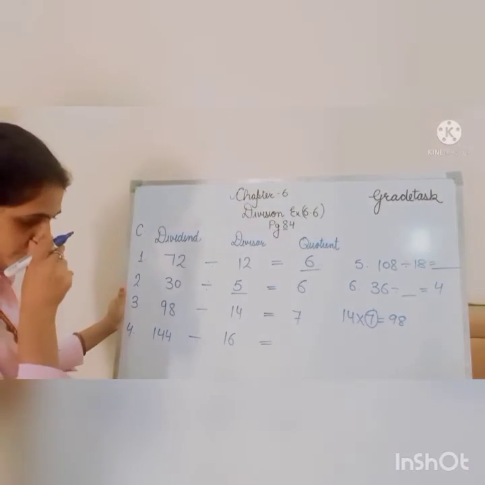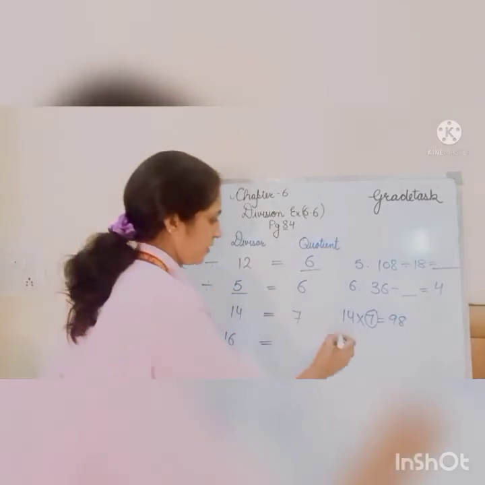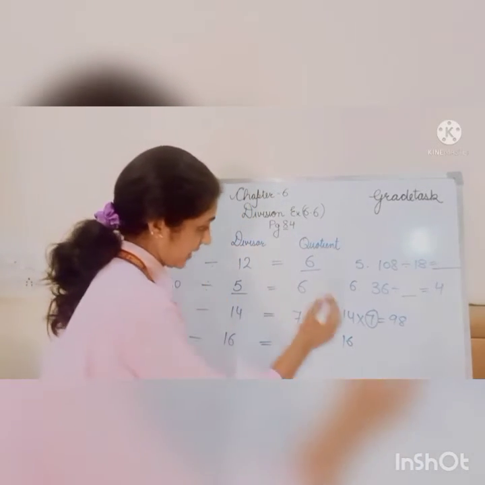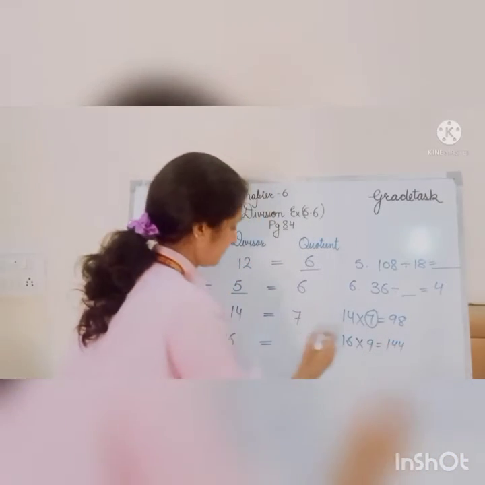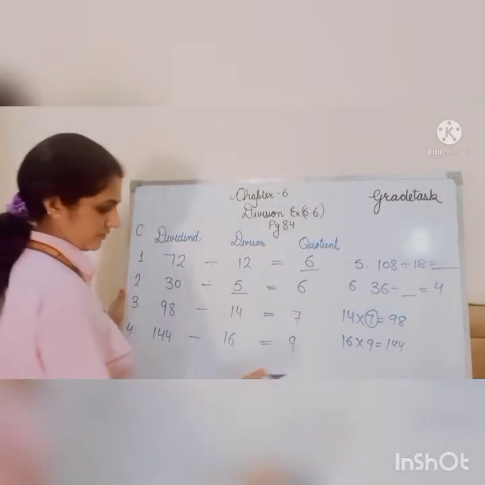Now 144 divided by 16. So you also have to see the 16 table. Check in the 16 table where we are getting 144. So 16 9s are 144. Okay, so 9 will be your answer.